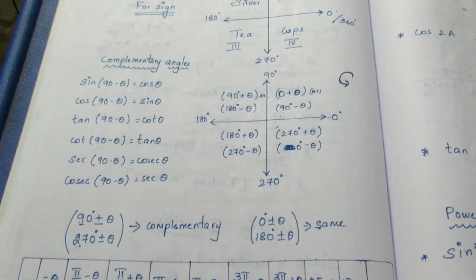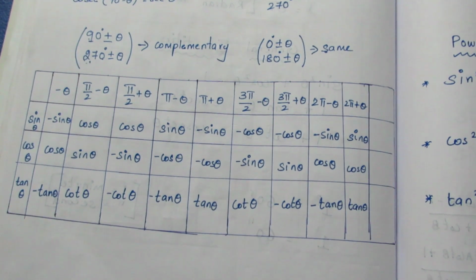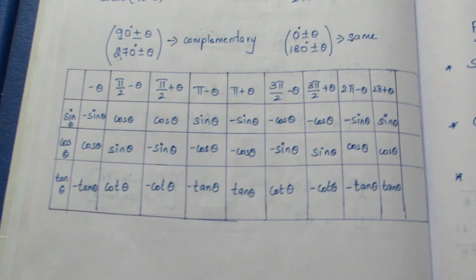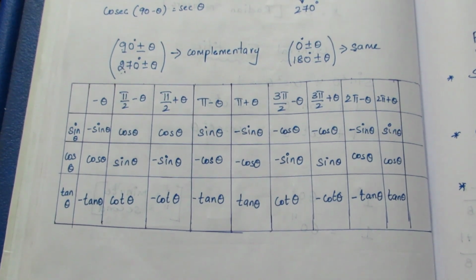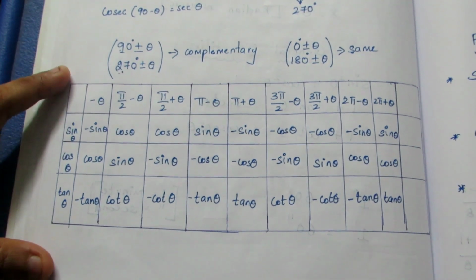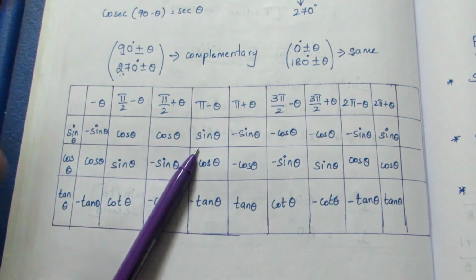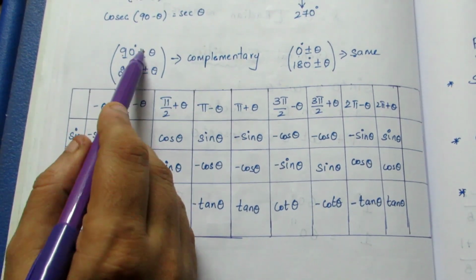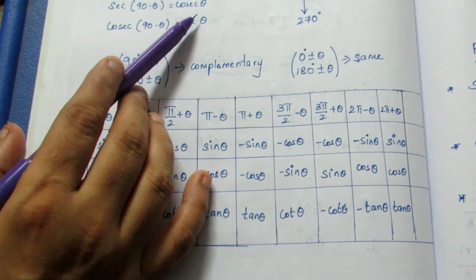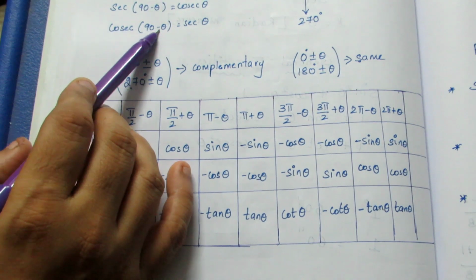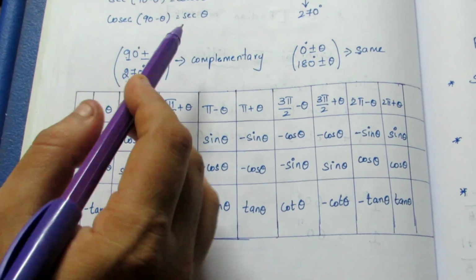Now I'll just give you one hint. We need to learn this table, but it is not necessary for you to mug it up. This table we are going to use in the sums, but according to me, no need to mug it up. We can just follow this to find it. For 90 plus or minus theta, that we have learned in complementary angles, 90 minus theta will be cosecant, 90 minus theta will be secant. So we are changing for complementary angles.